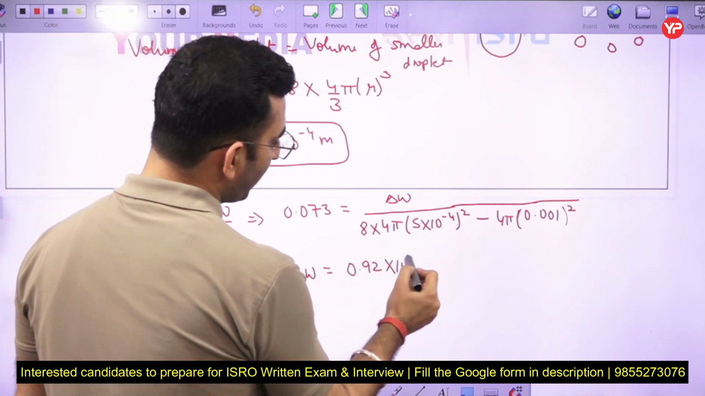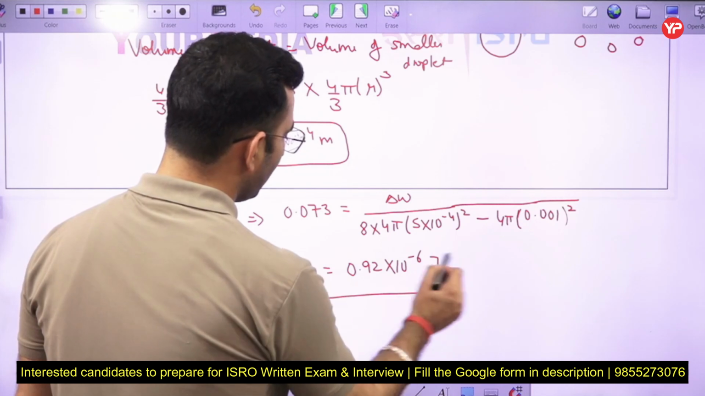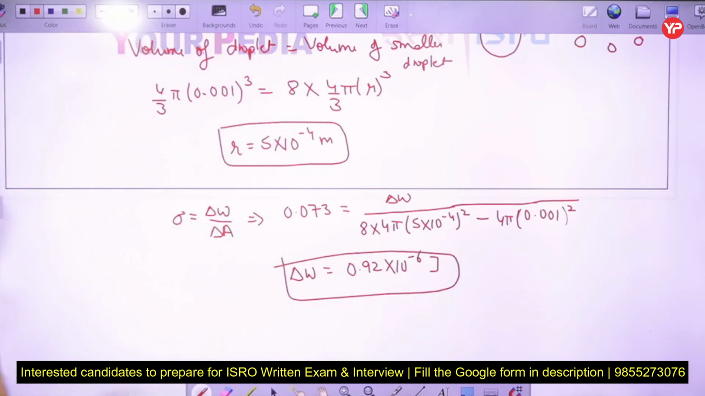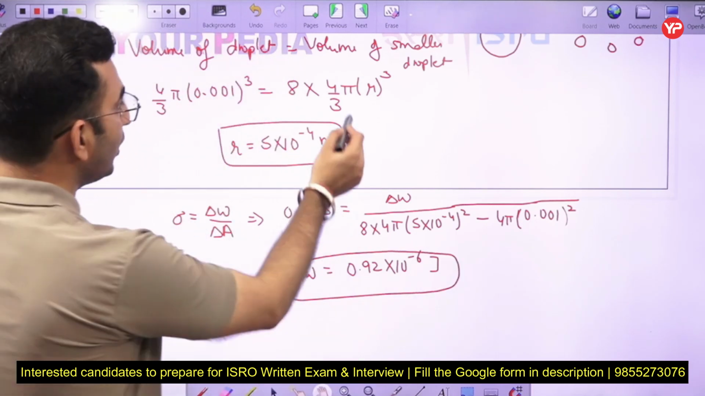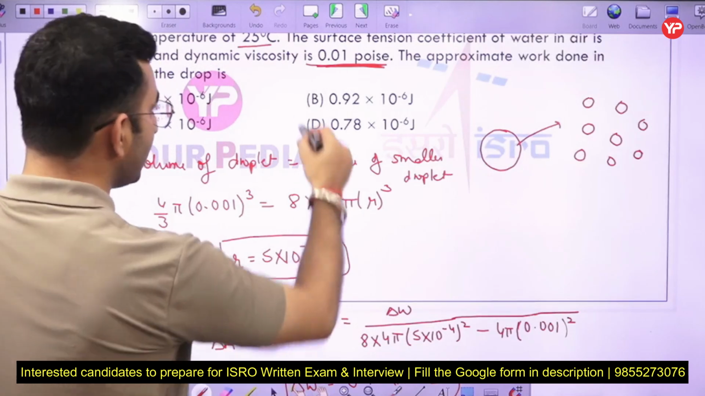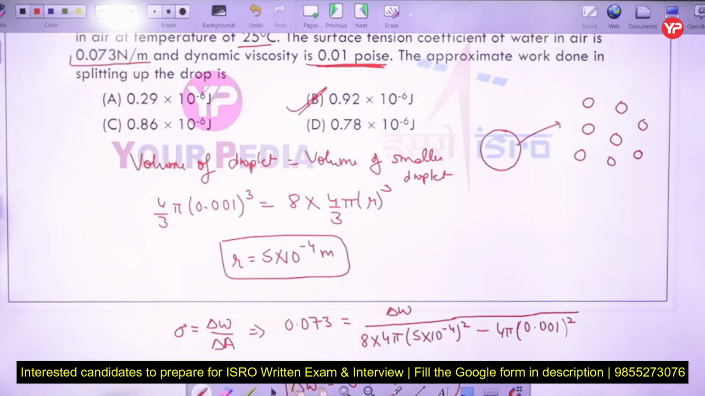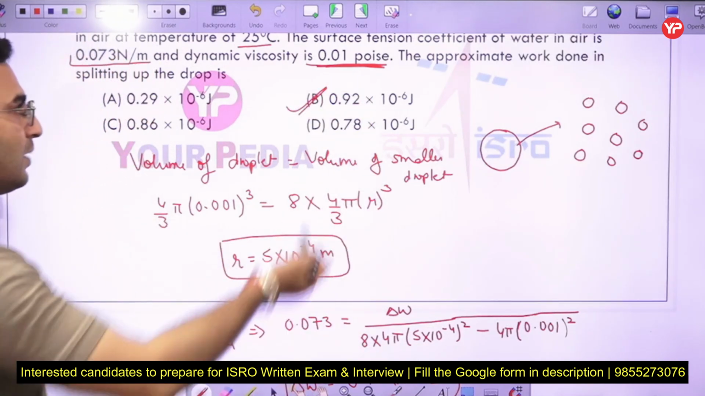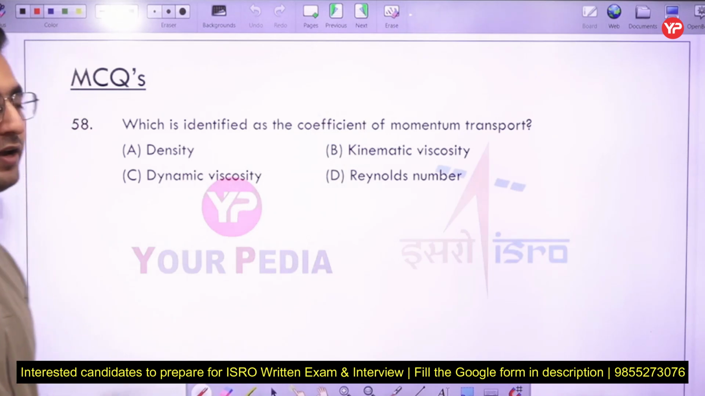into 10 to the power minus 6 joule. That will be the final answer in this case, so I can directly say option B is the correct answer. Again, the question is very simple, although calculation is required here.